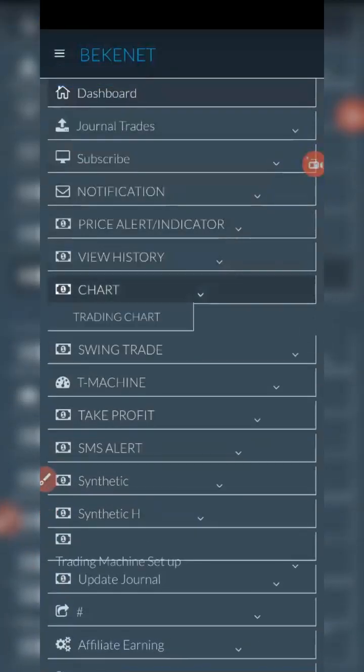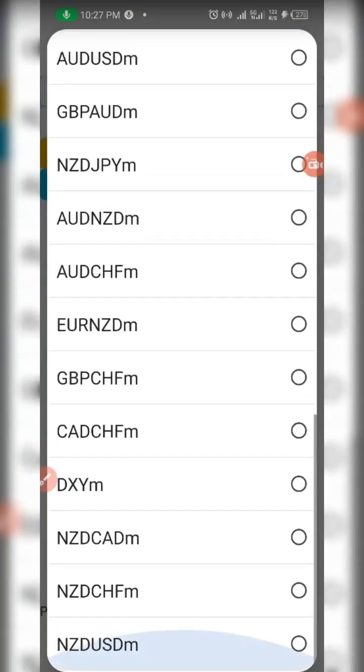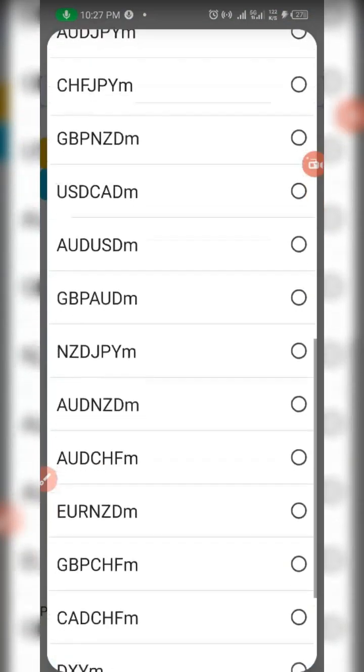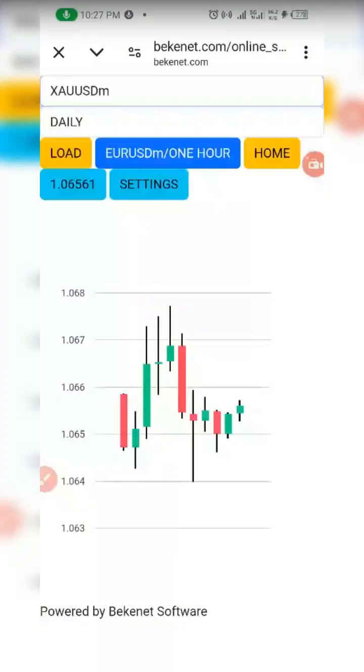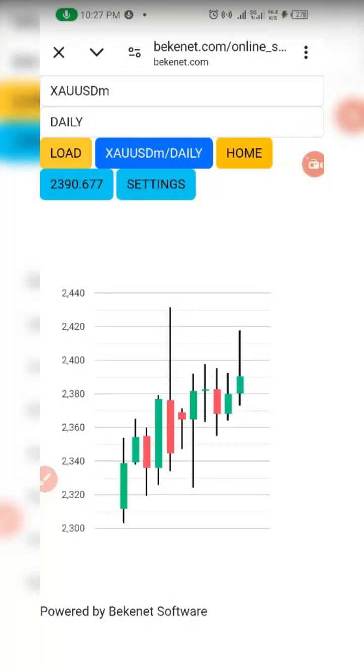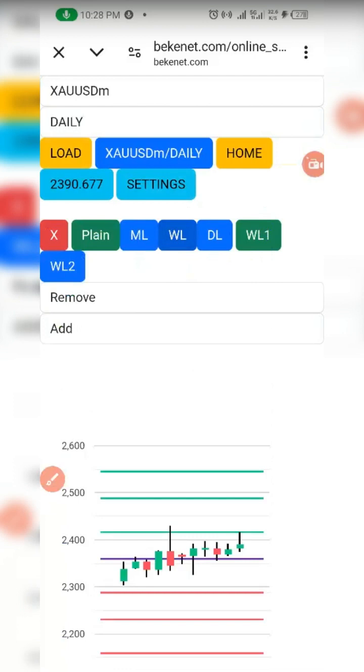So this is the chart where you can see it by yourself. Let me click it. I can select any of the pairs. Let's go to gold. Where's gold? So you always use the inbuilt chart. I'll load it. I'll click on settings. Then we have the daily key level, last week key level, last 2 weeks key level, this current week key level, monthly key level. So let me click this. It will just line up everything.